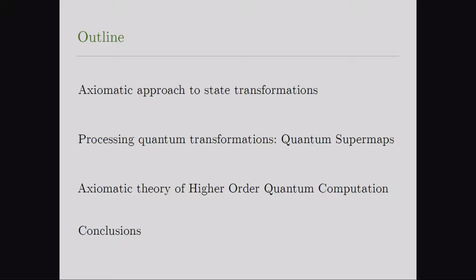The idea is to generalize the axiomatic approach to state transformation that dates back to Kraus to this hierarchy of higher order quantum maps, in order to classify all these higher order maps that are admissible, in the sense that they preserve the probabilistic structure of quantum theory.